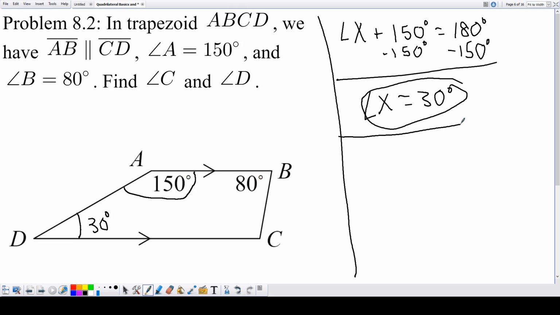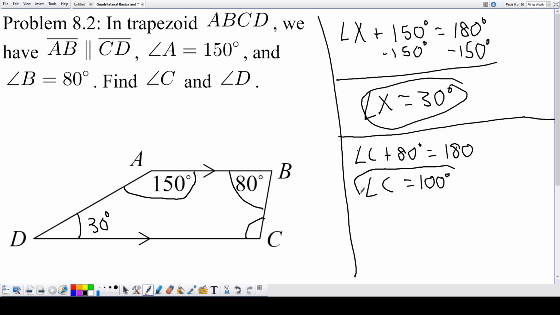Now we could use the theorem in the last problem stating that in a quadrilateral the interior angles add up to 360, but it's probably easier just to use the same logic for this angle and the angle at C. Since they're same side interior, they have to add up to 180. They're supplementary with each other. So if they both add up to 180, and I subtract 80 on both sides, I'm left with that the angle at C is 100 degrees. So 100 degrees, and that solves every angle in the problem.